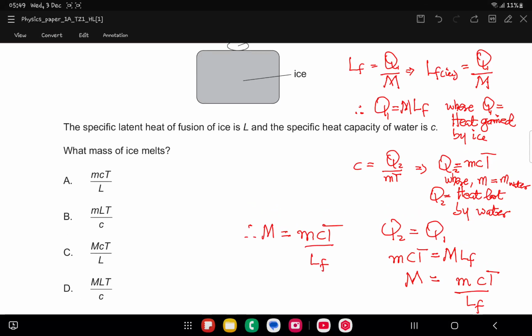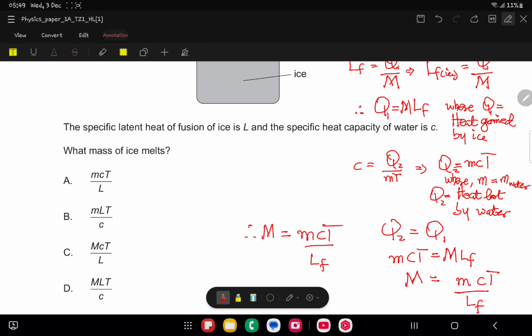Looking through the possible answers we have here, our correct answer obviously is A. So we circle A.